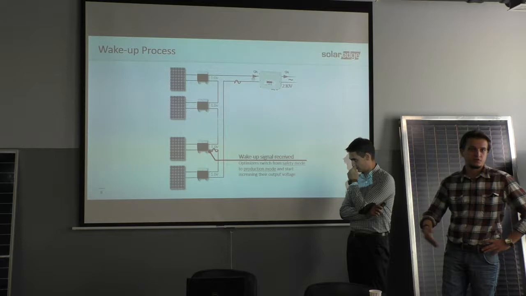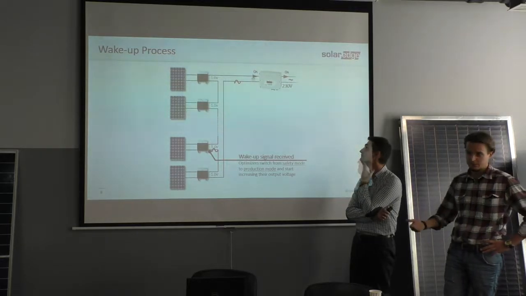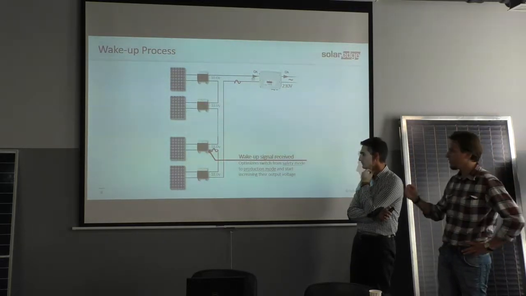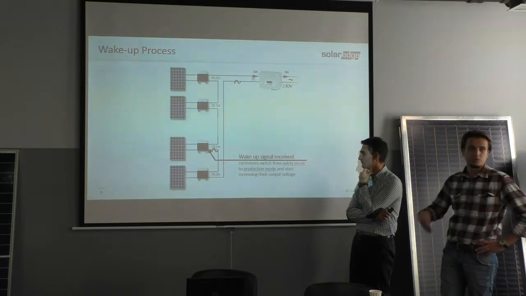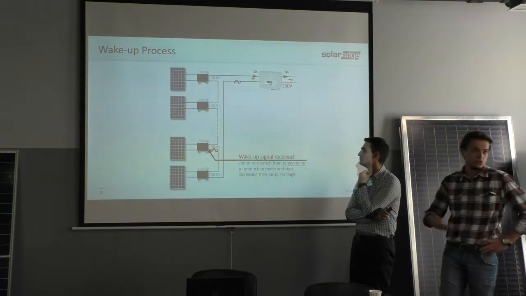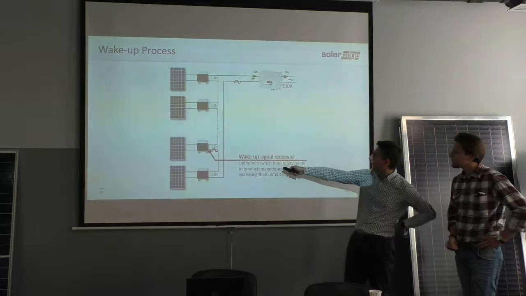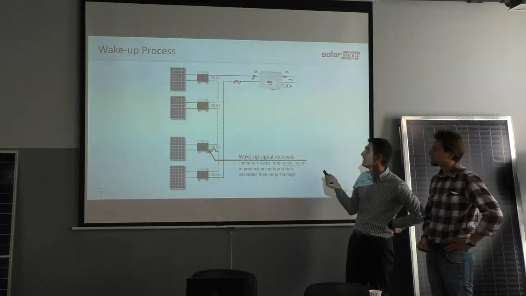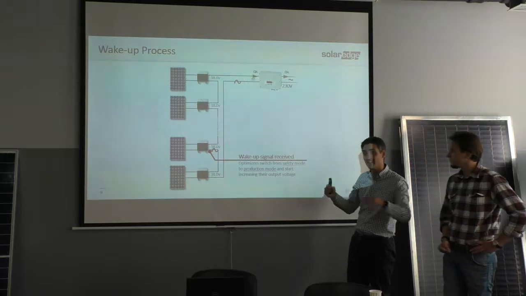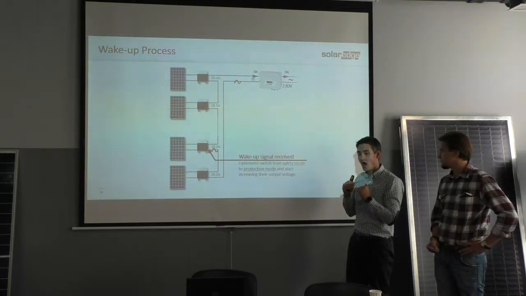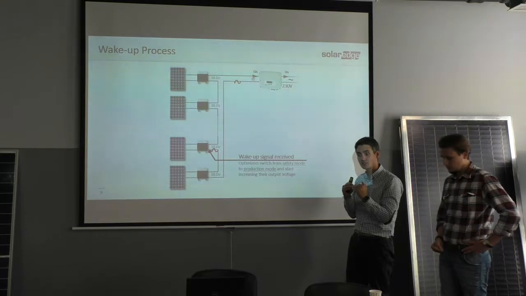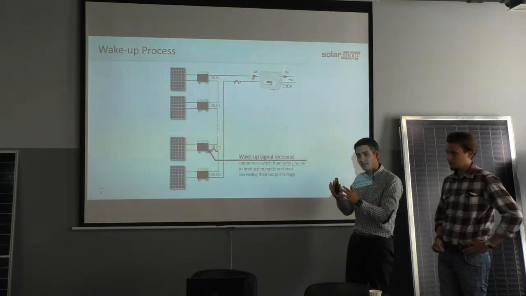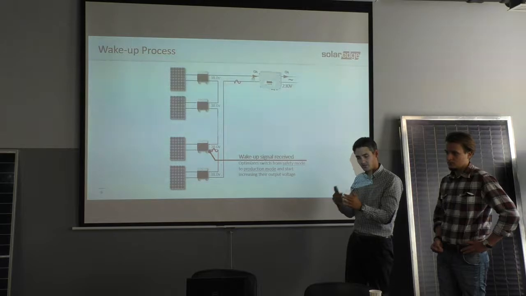Оптимизатор просыпается, после этого они начинают проверять сигналы каждого модуля индивидуально. И, в общем-то, они из безопасного режима переходят в режим производства. What happened? That safe voltage is changed to the voltage that is set by inverter. Our inverters are working always with fixed voltage, so inverters decide what voltage will be. I will explain later on.